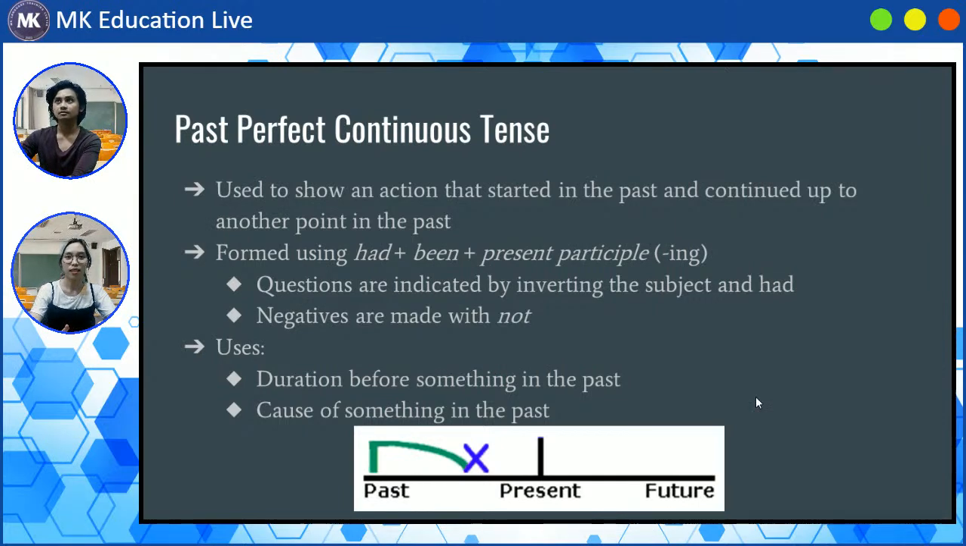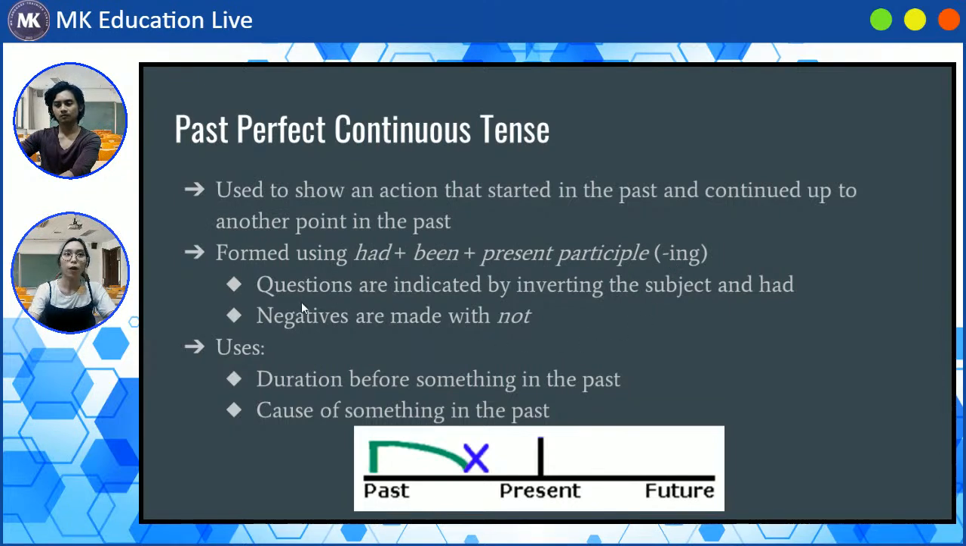Now, what is this exactly? It is used to show an action that started in the past and then continued up to another point in the past. So, two of these events happened in the past, but the first event continued up to some point in the past. And how is it formed? It's formed using had plus been plus present participle, so basically the verb plus ing, or ending in ing.